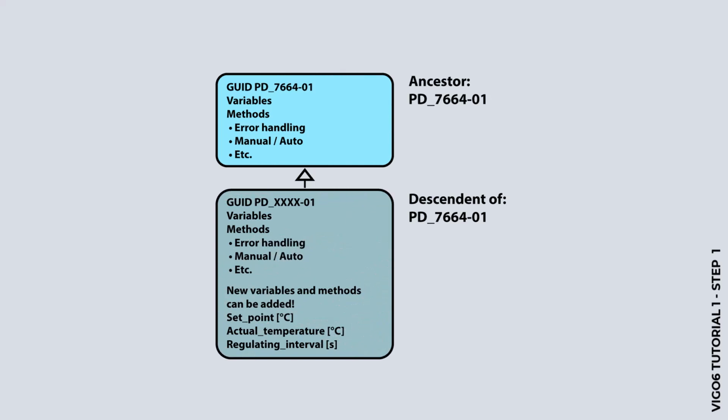A new component is created as a descendant of another component, called its ancestor. The new descendant component automatically gets its own GUID. This new component inherits all its ancestor's features. They may be added to and expanded upon.